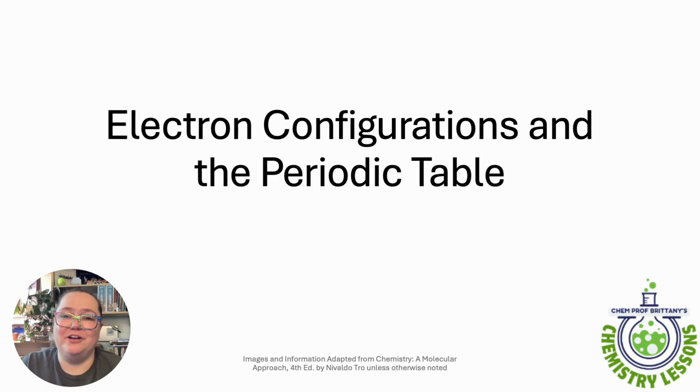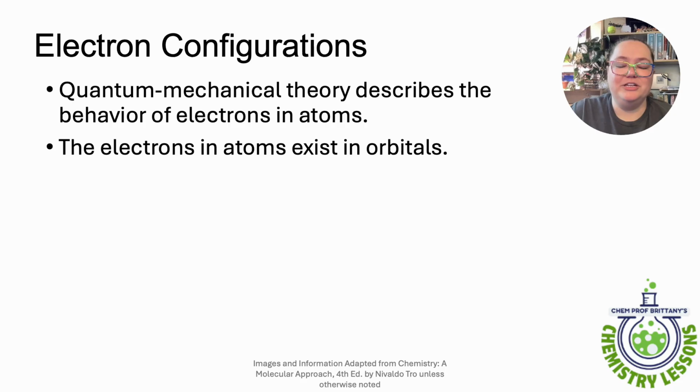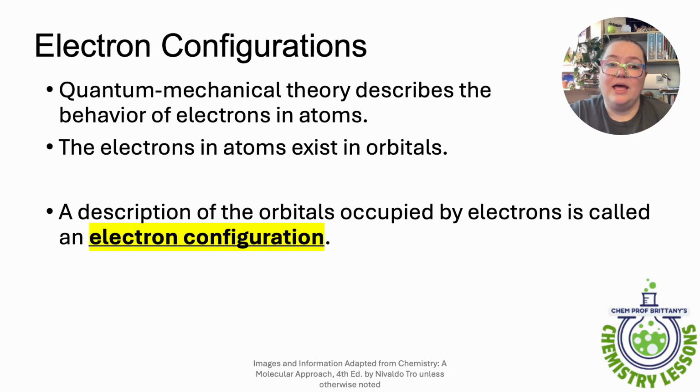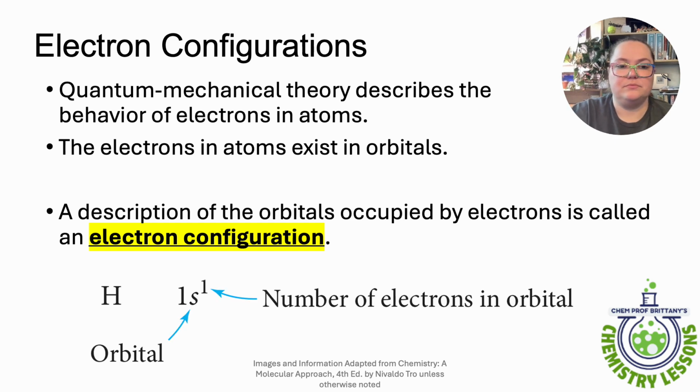We're going to talk about electron configurations and the periodic table. So electron configurations allow us to talk about where our electrons exist within the atom. The quantum mechanical theory describes the behavior of electrons in atoms. We know that our electrons exist in orbitals, and so a description of the orbitals that are occupied by our electrons is called the electron configuration. It basically is like a seating chart for all of the electrons that are in the atom.